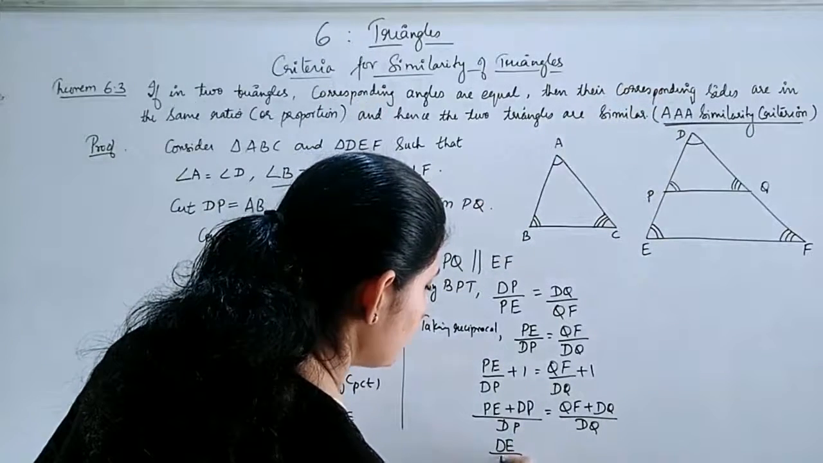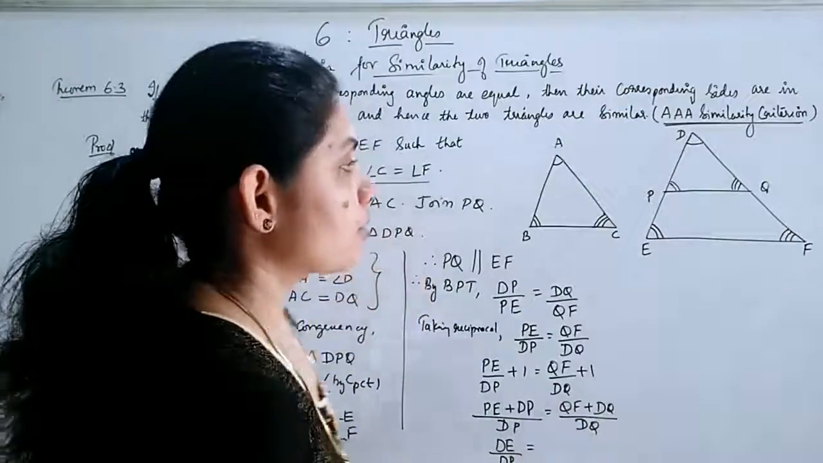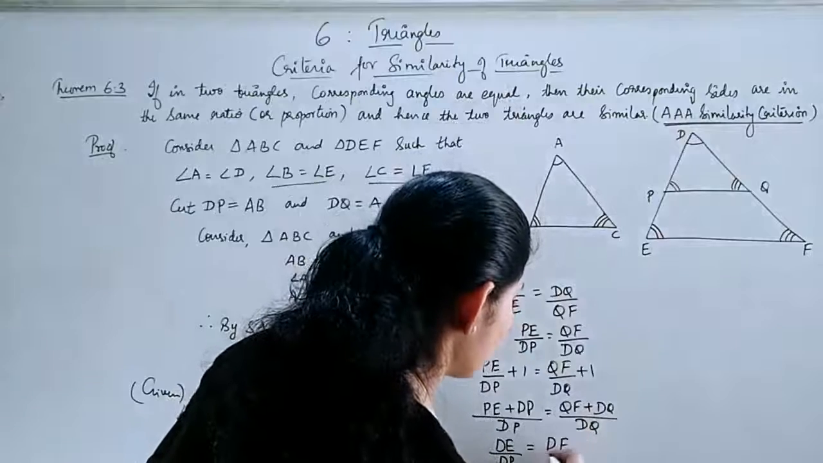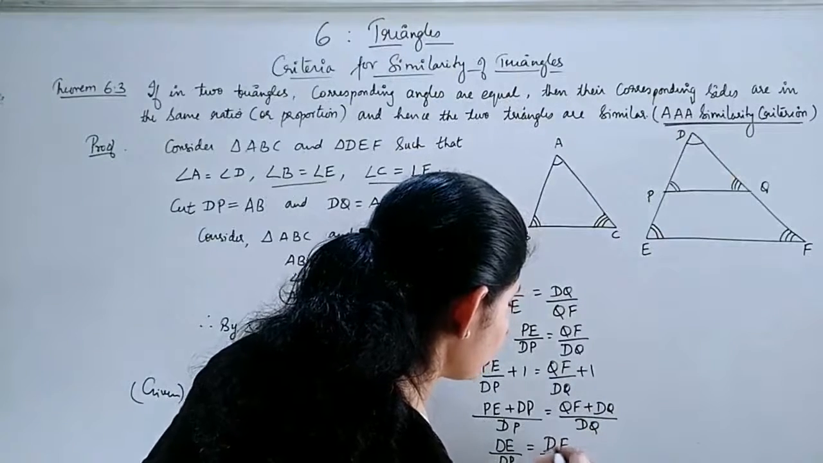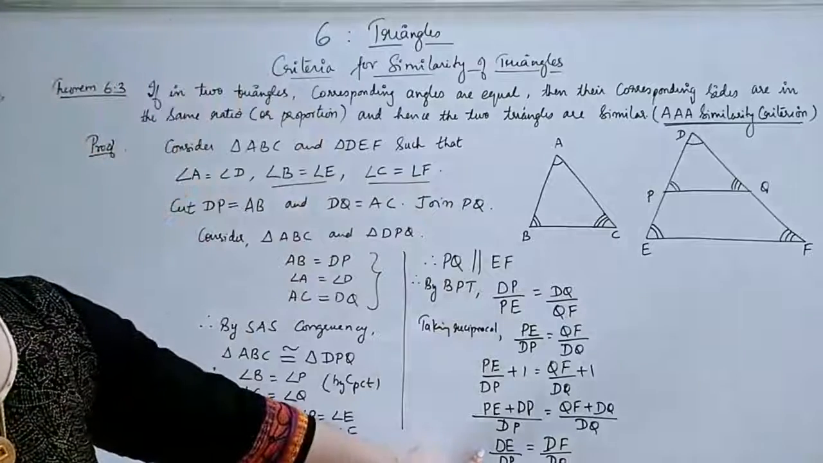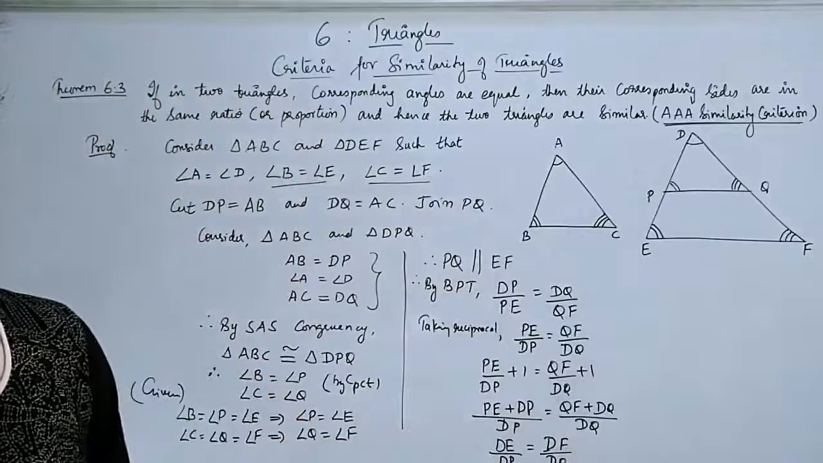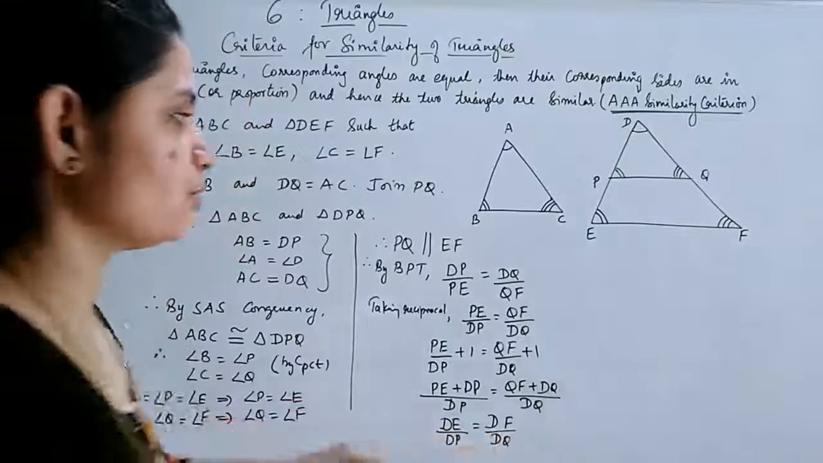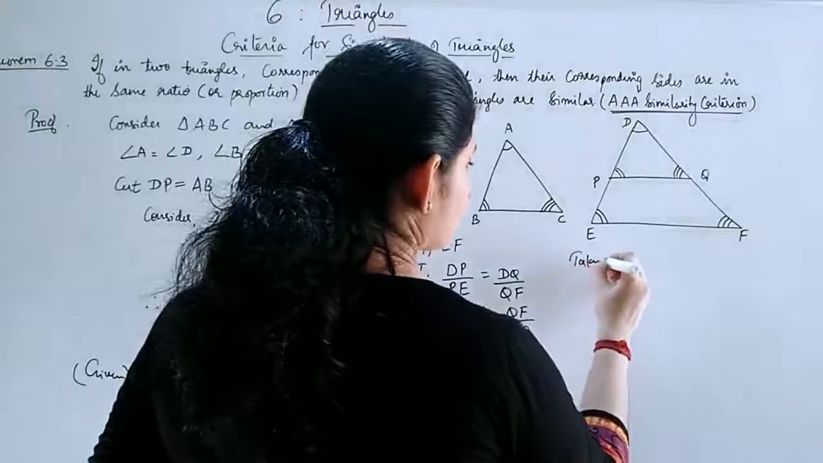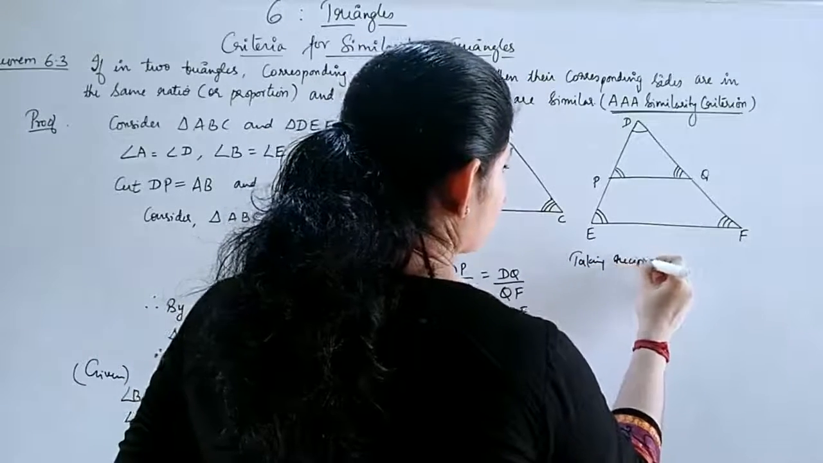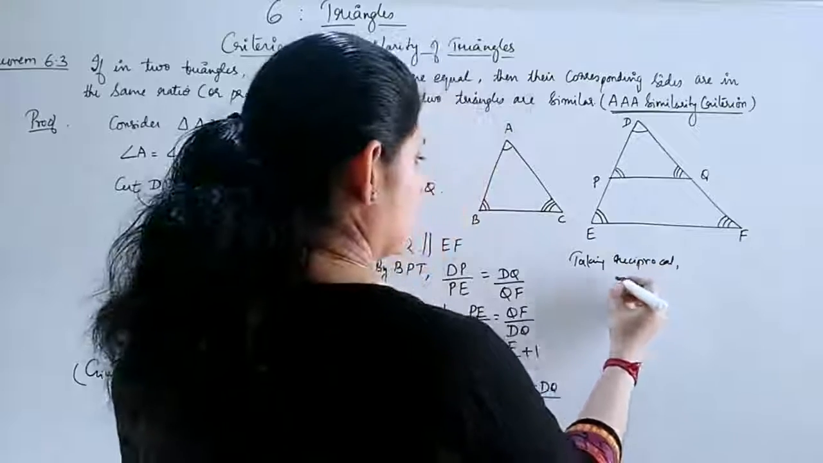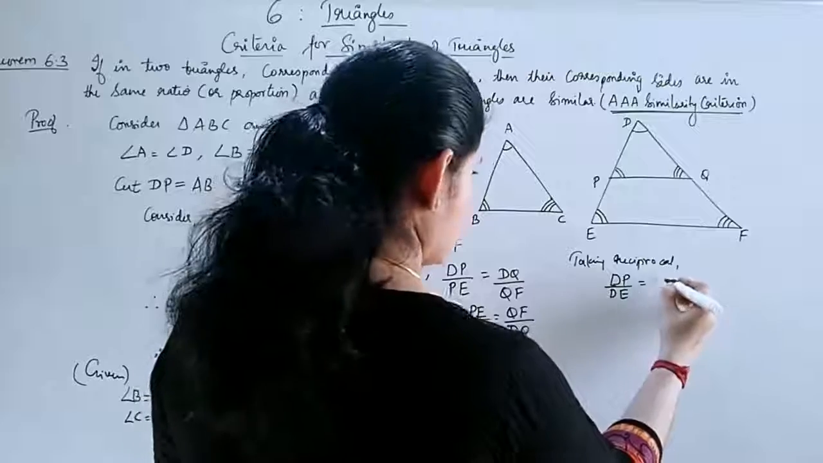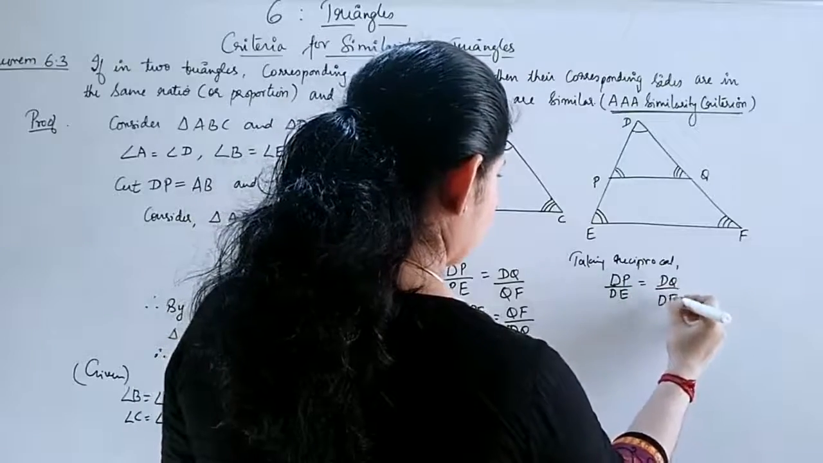dE by dP is equal to, now QF plus DQ will give you DF. DF by DQ. Okay. Again we are taking reciprocal. So after this, that is dE by dP equal to dF by dQ, we are again taking reciprocal, so that we will get dP by dE is equal to dQ by dF.